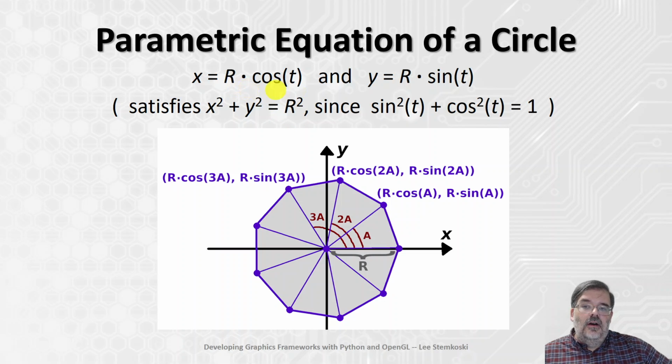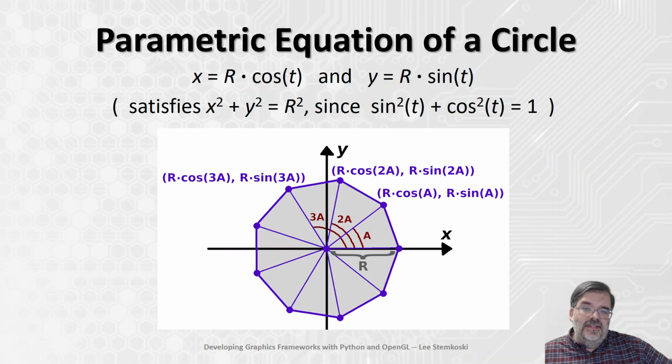If you plug in r times cosine t for x, then r times sine t for y, and then expand that out, there's a trigonometric identity you would need to use to simplify this. Sine squared plus cosine squared equals 1. Right? It'll actually reduce to this equation. You'll get a true result out of that. Right, so this is the parametric equation of a circle.